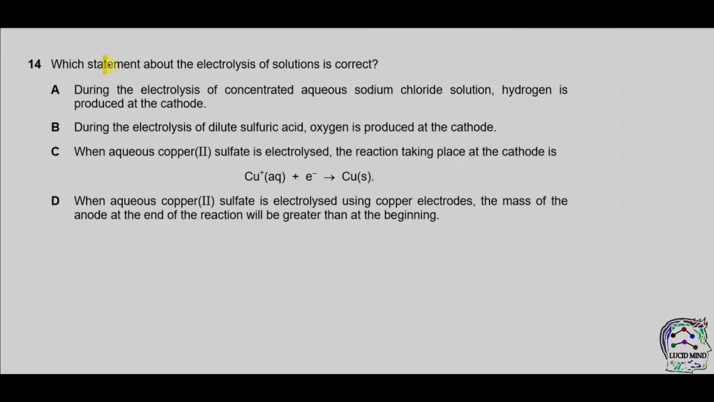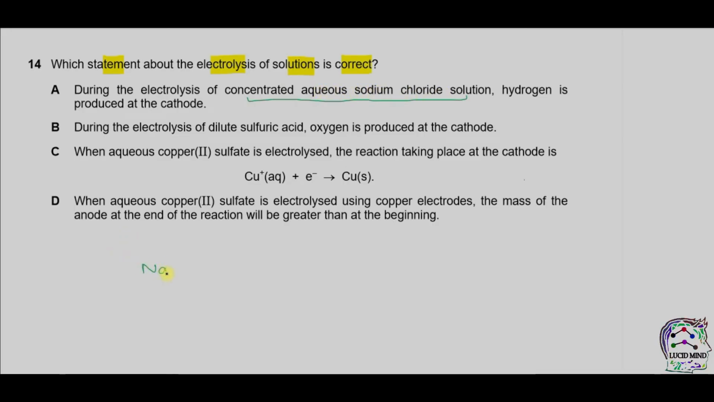Question 14. Which statement about the electrolysis of solutions is correct? They have given the different options. Part A. During electrolysis of concentrated aqueous sodium chloride solution, hydrogen is produced at the cathode. Let's look into this one. We have concentrated aqueous sodium chloride.